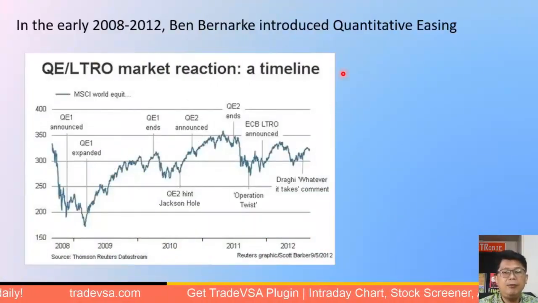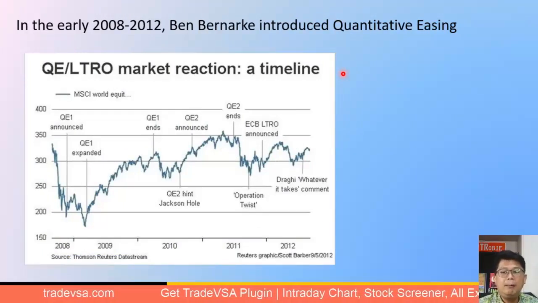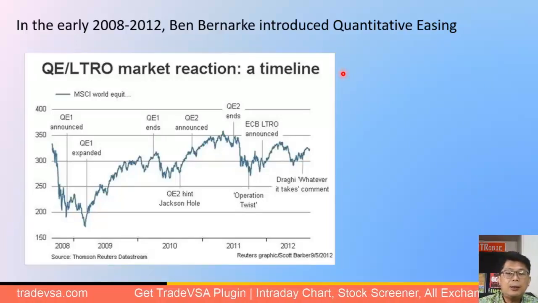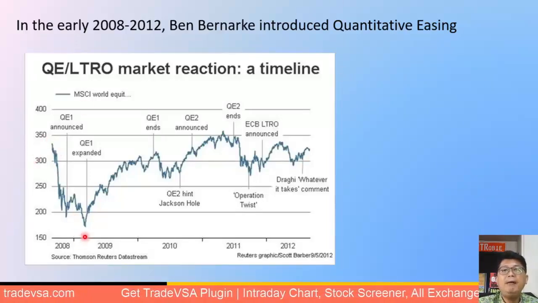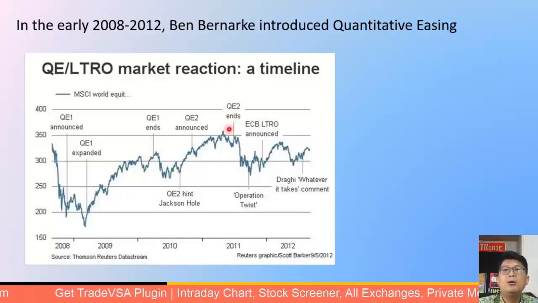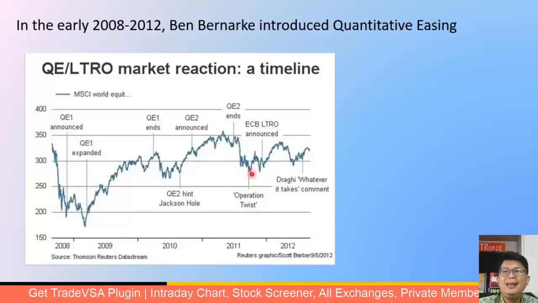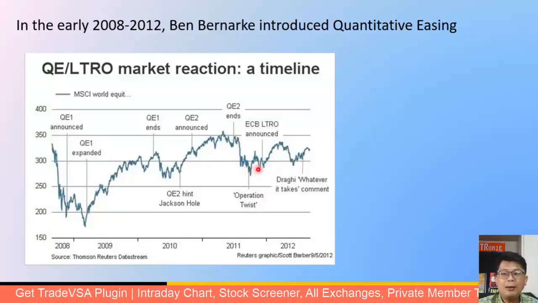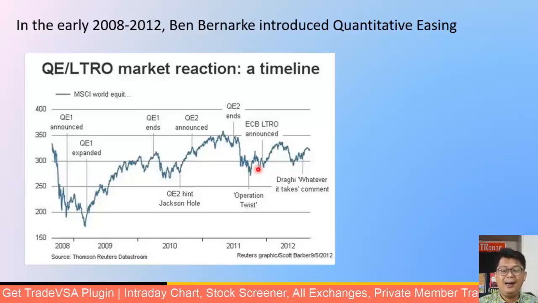Now let's take a look at the next chart. If you go back to 2008 to 2012, Ben Bernanke introduced quantitative easing. You can see that every time they got into trouble, like in 2008, they announced QE, and the QE expanded, the market rose. When they stopped the QE, the market went down. They announced QE2, the market went higher. When QE2 ended, the market went back down. Then they did another operation twist. So there's always a grandpa.